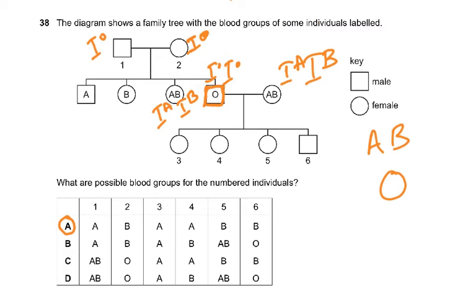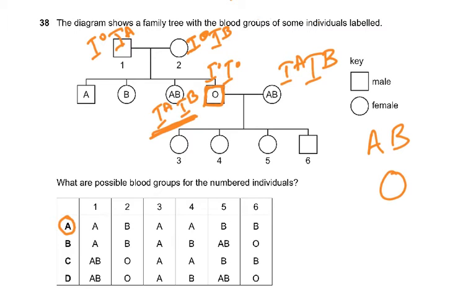Remember in maths sometimes we know the answer and we can do the question backwards. But then we also know that there is one child who is A and B. So the IA has to come from one of these parents and the IB has to come from one of these parents. Because how would they have an IB child, an AB child? So the A has to come from one parent and the B has to come from the other parent. So 1 and 2 had to be A and B.